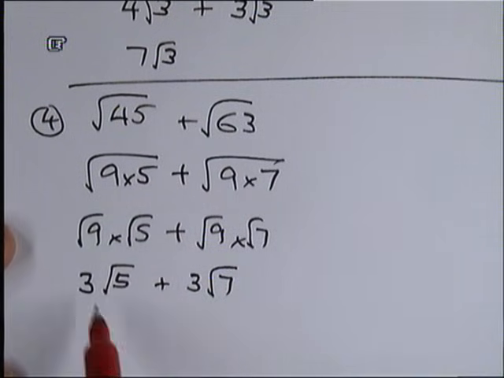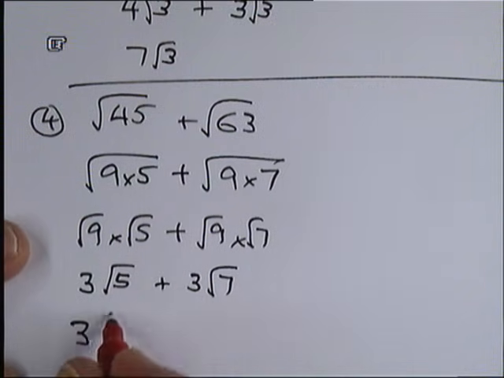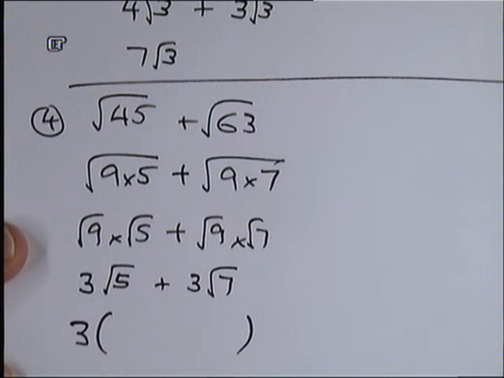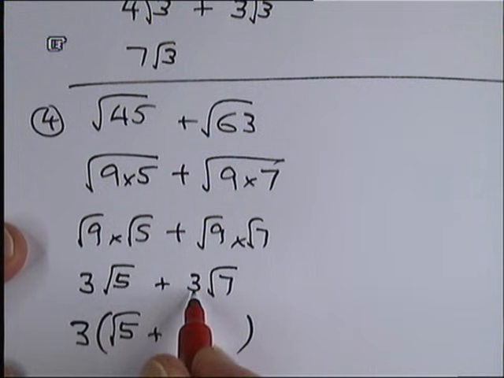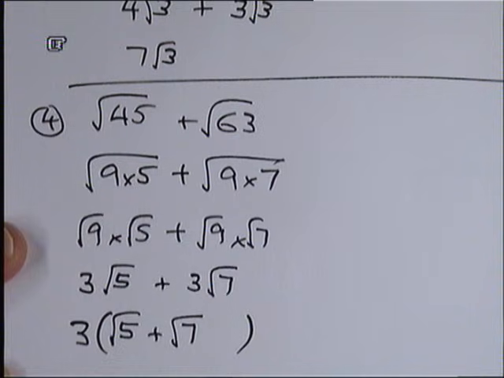If you wanted, you could take 3 out as a factor. It appears in both bits, so you could have 3 out as a factor, and then have a set of brackets. The 3 is being multiplied by root 5, then you're adding on the 3 being multiplied by root 7. So you could have your answer like that, 3 lots of root 5 plus root 7. And in these questions where you're simplifying surds, you haven't got to work it out as a decimal, they want you to leave it just like that. There'll be some more examples in part 2 of this video.